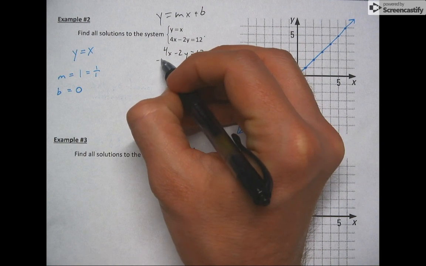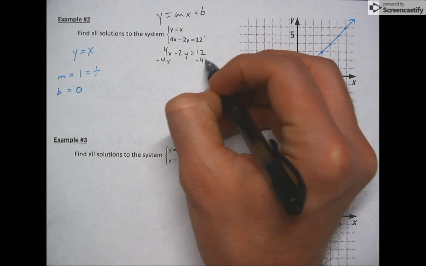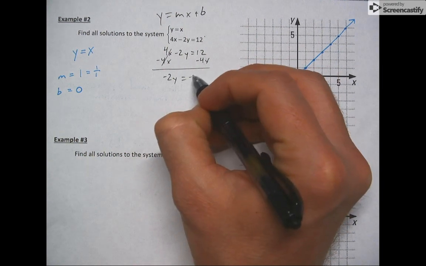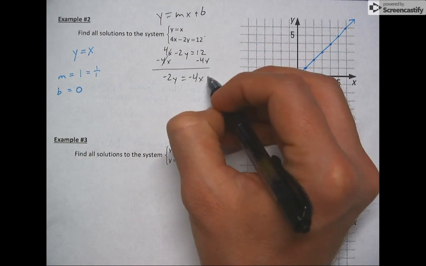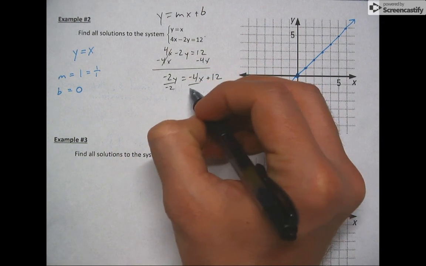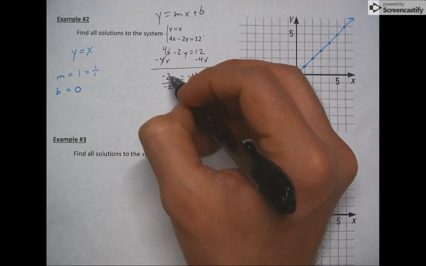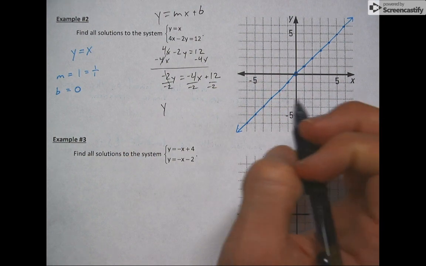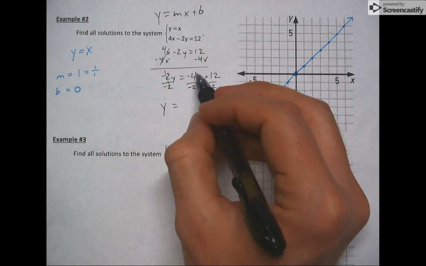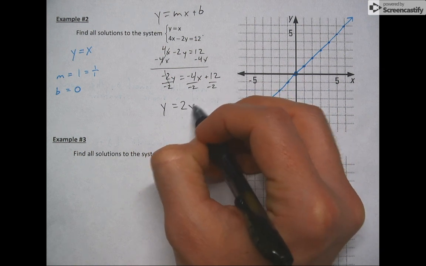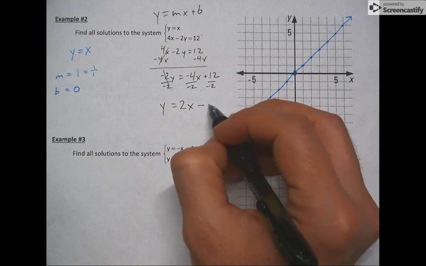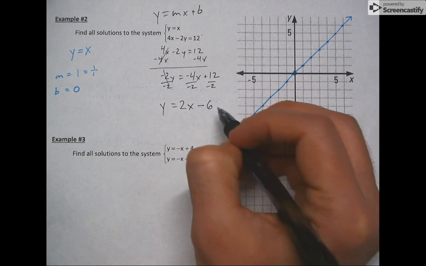So first thing I'm going to do is I'm going to move this x away from y. So I have negative 2y. I'm going to put the x in front. So negative 4x, 12 is positive, plus 12. Get rid of this negative 2 by dividing everything by negative 2. It's not an inequality, so I don't have to worry about flipping anything. So y equals, 2 negatives make a positive. 4 divided by 2 is 2. And a positive and a negative make a negative, so I write minus. 12 divided by 2 is 6.